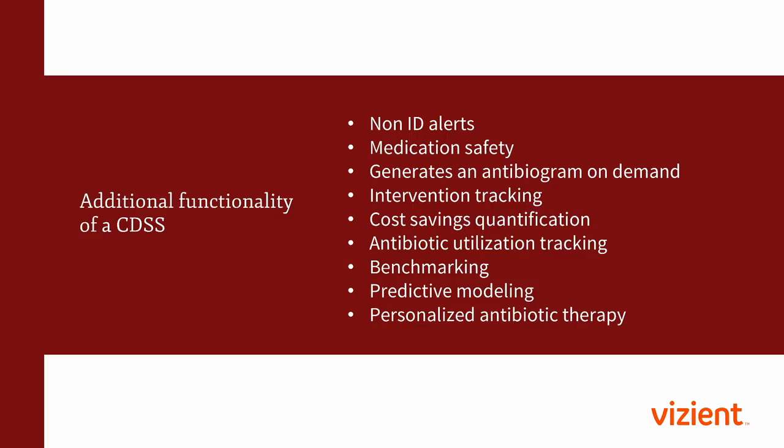Other functionality within a tool such as this includes tracking antibiotic utilization. Common ways that these systems track antibiotic utilization include defined daily dose per 1,000 patient days, days of therapy per 1,000 patient days, or days of therapy per 1,000 patient days present. A small number of systems can also provide benchmarking data, although this is typically facilitated through a separate manual request from the company as opposed to an on-demand function.